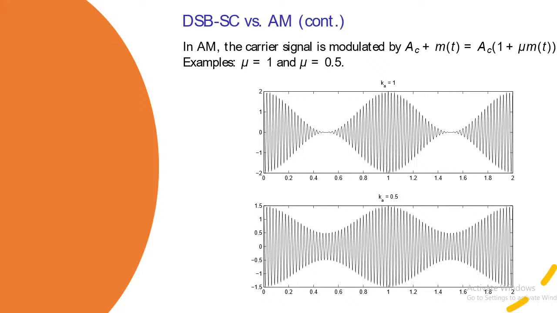In AM, amplitude modulation or DSB, the carrier signal is modulated by SC into 1 plus mu MT, that is what is modulating. So mu is equal to 1, that is the maximum value, or mu is equal to 0.5. Now you can see these two figures. Top figure is mu is equal to 1, bottom figure is mu is equal to 0.5. In both cases, if you join the peaks by a dashed line, that will resemble the original signal or the message signal. That will be the advantage with amplitude modulation. Next.